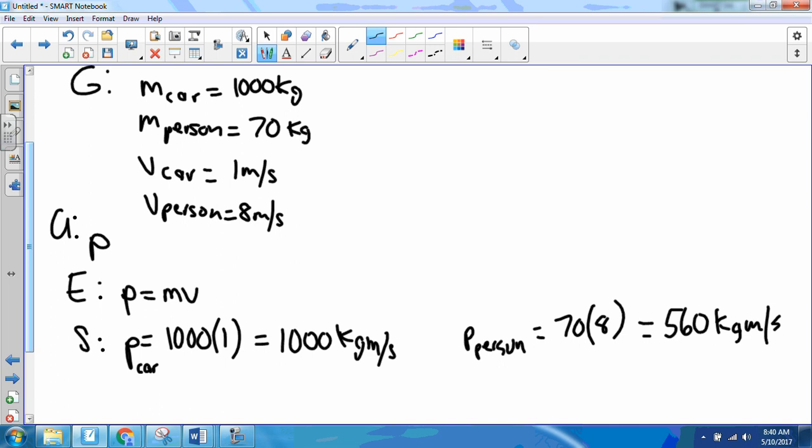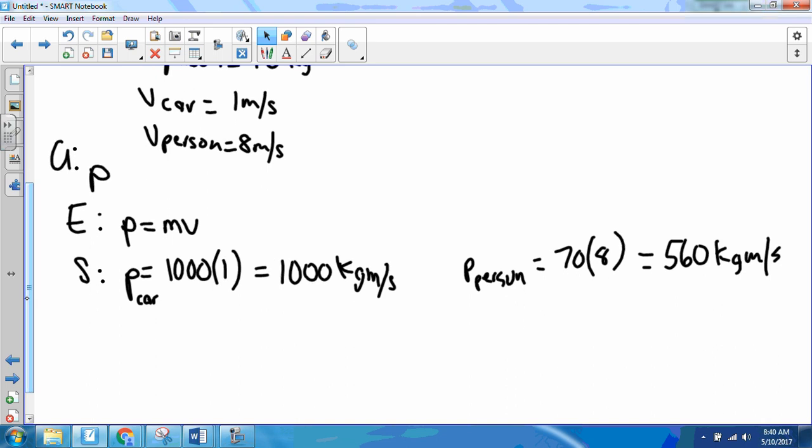Which one was bigger? The car. The very slow-moving car still has more momentum than the very fast-moving person. Okay? Easy enough.